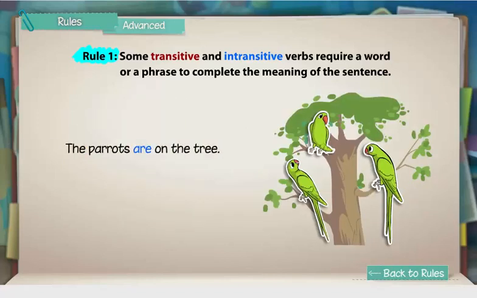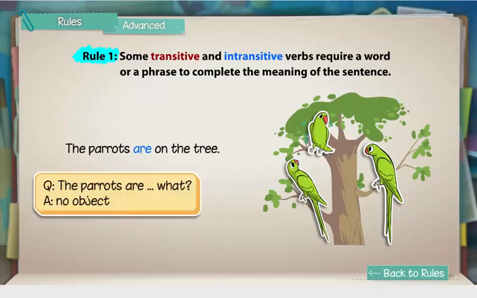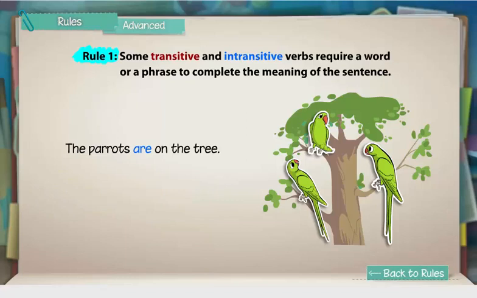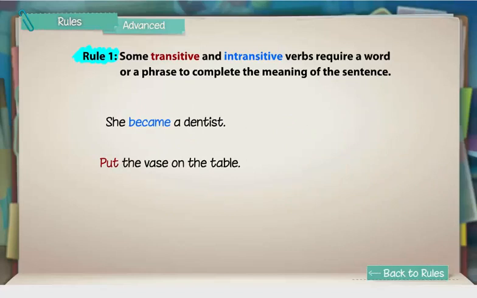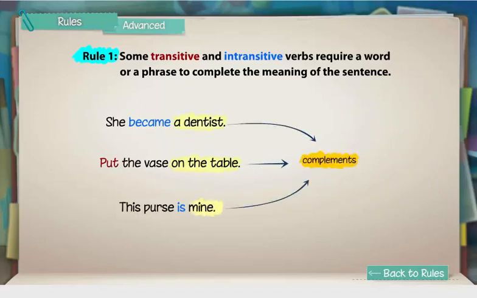Similarly, the verb in this sentence is an intransitive verb because it has no object. However, if there is no word or phrase after the intransitive verb in this sentence, the meaning is not complete. So, to complete the meaning of this sentence, a complement is added. Notice that the complement does not answer the question, what, but may follow an intransitive verb to complete the meaning of the sentence. Here are a few examples of complements.